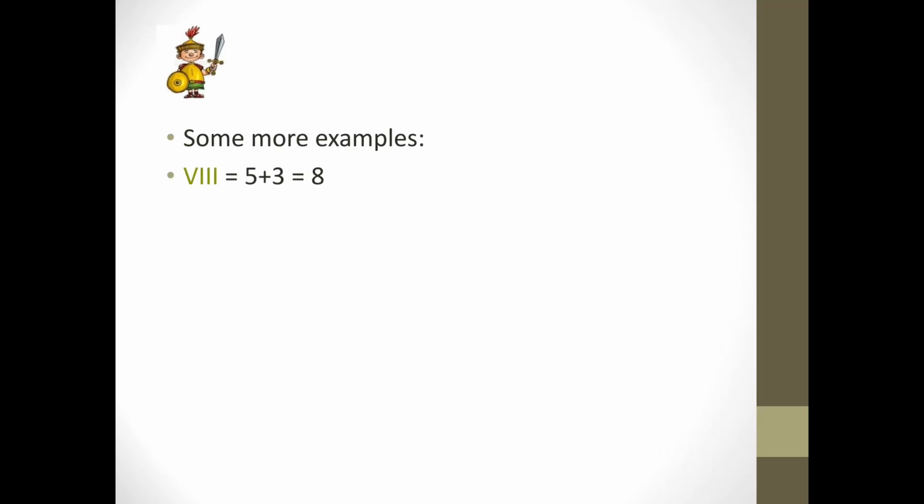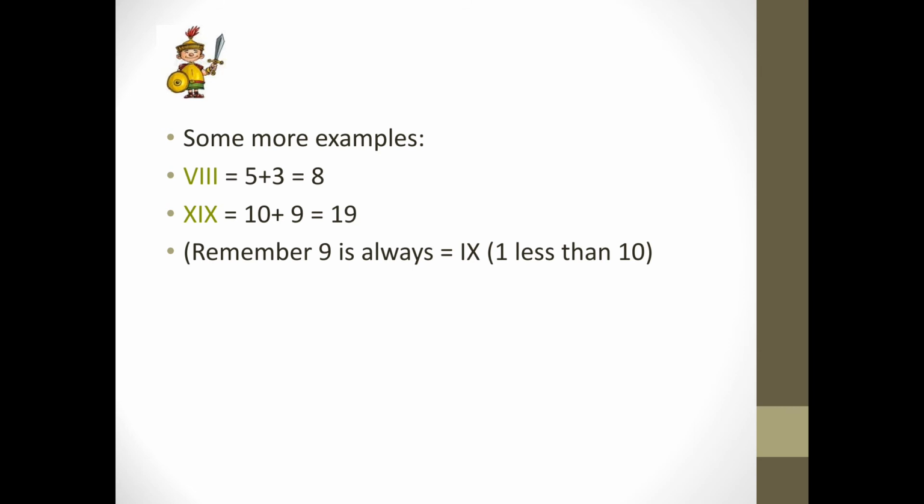Some more examples. 8 is 5 plus 3, right? So 5 is V and 3 is 3 I's. Similarly, XIX is 19, that is 10 plus 9. Remember, 9 is always IX, 1 less than 10. XL: L is 50 and X is 10, so 10 less than 50. 50 minus 10 is 40, so this is 40. And XC is 10 less than 100, so 100 minus 10 is 90.